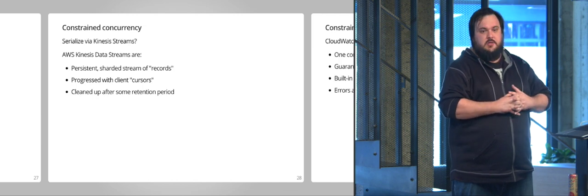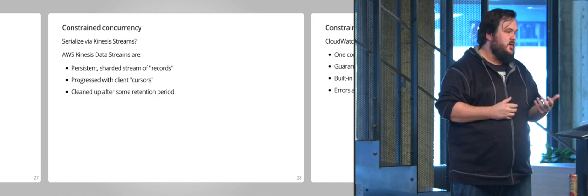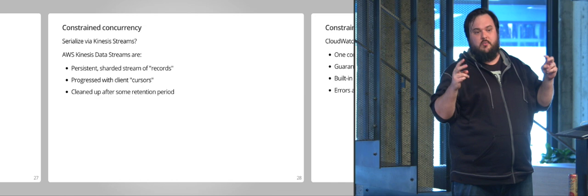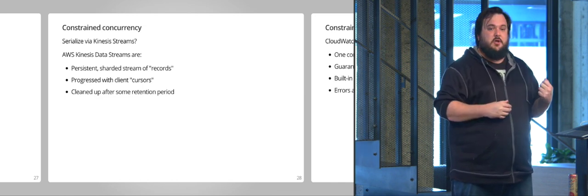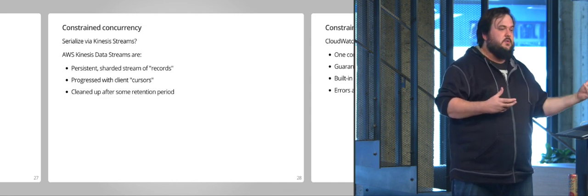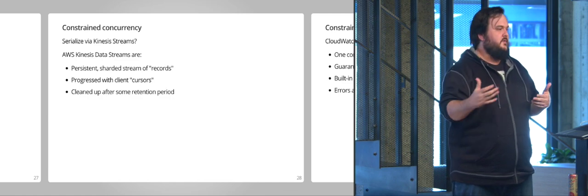So the solution that we landed on was serializing via Kinesis streams. AWS Kinesis streams are persistent sharded streams of records. They call each event a record. And the clients maintain their own cursor to say where they're up to in that stream. And lastly, those records get cleaned up after some retention period. So there's a great opportunity for retry and back off and handling failure.